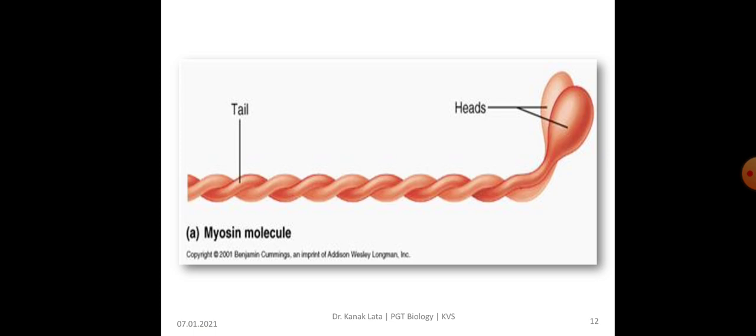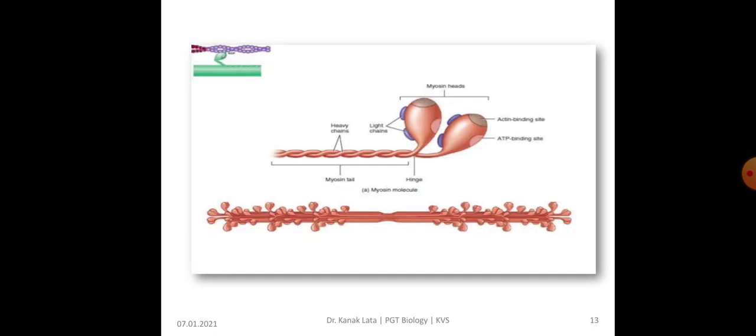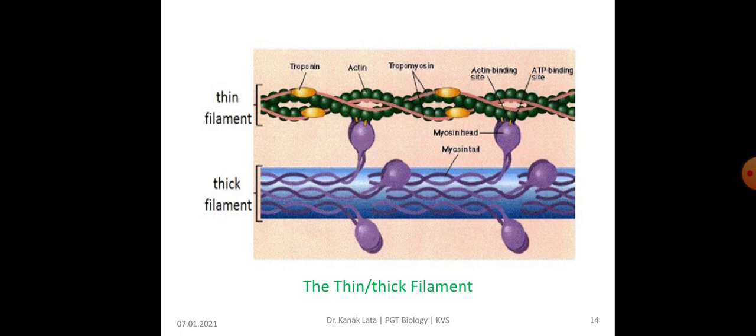In this figure, you may observe the myosin molecule having head and tail region. It is also about myosin molecule showing actin binding site and ATP binding site. You can observe here both thick and thin filaments.